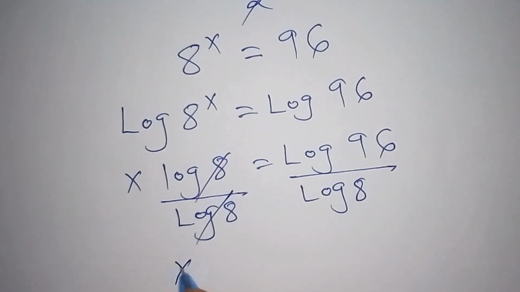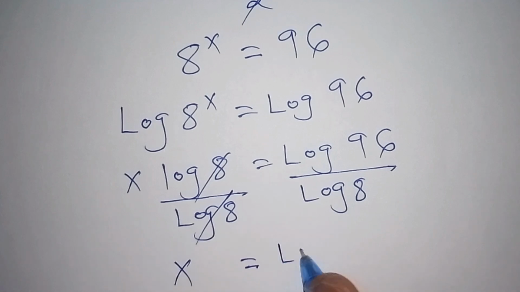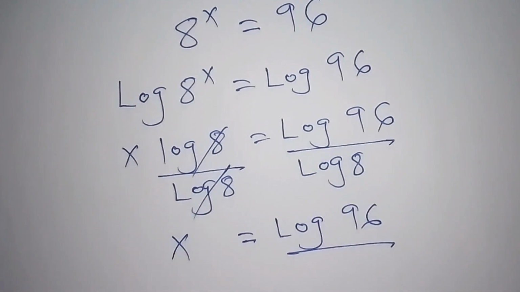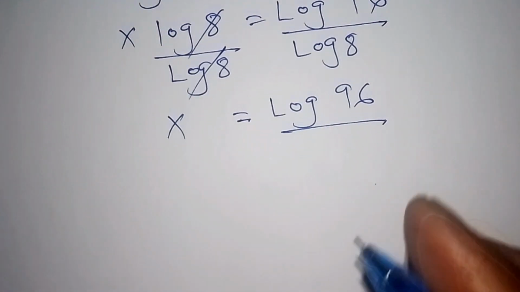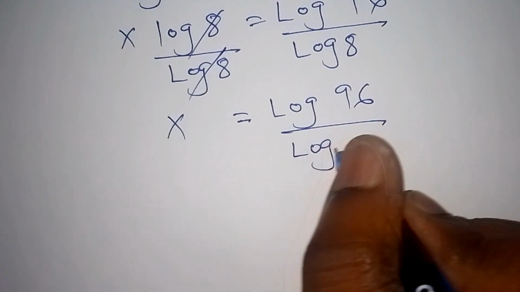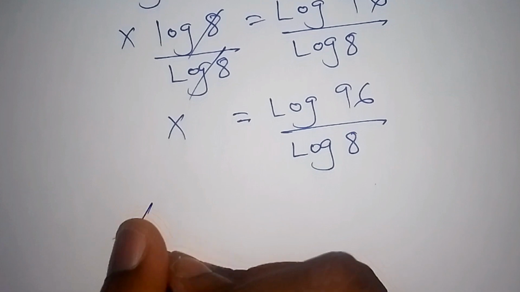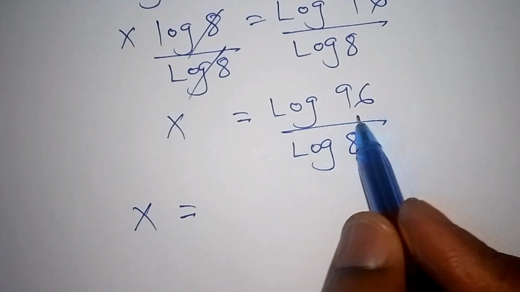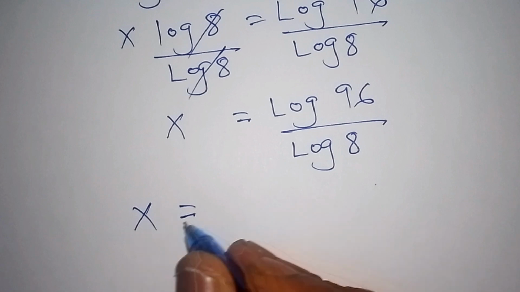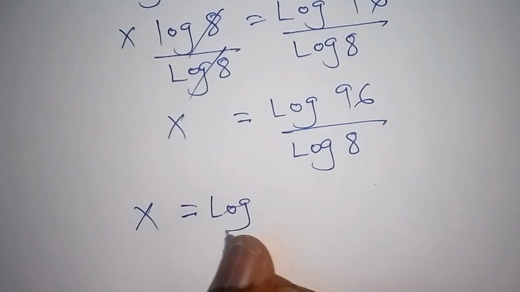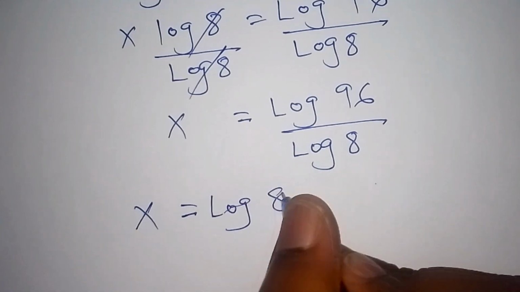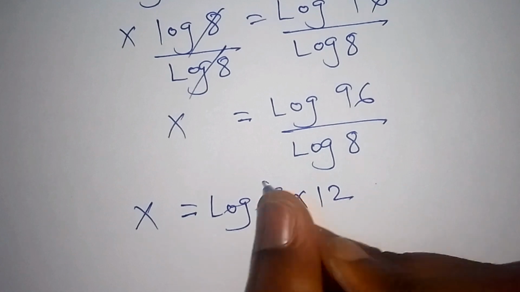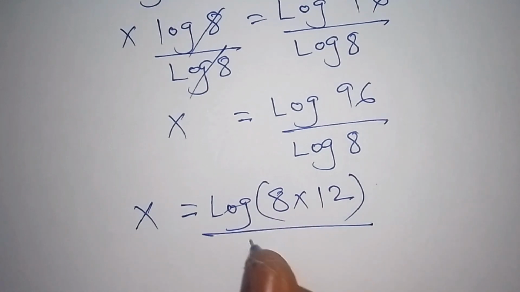So now we shall have x is equal to the log of 96 all over the log of 8. Okay, so we don't stop there. We can further work out the log of 96. So x is equal to the log of 96, which can also be written as 8 multiplied by 12, all over the log of 8.